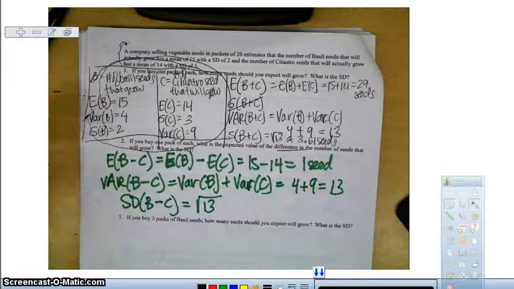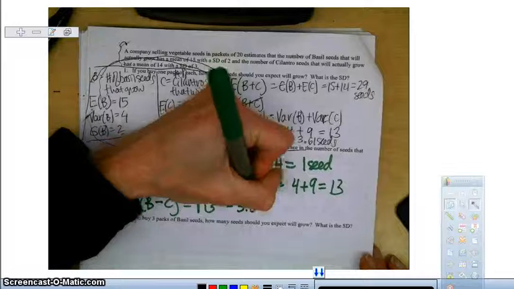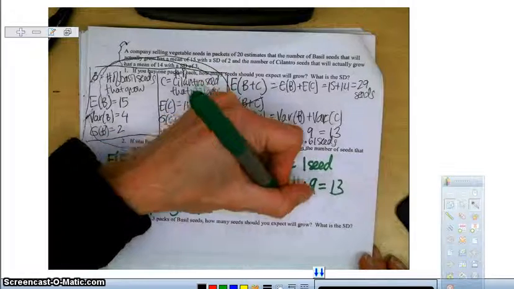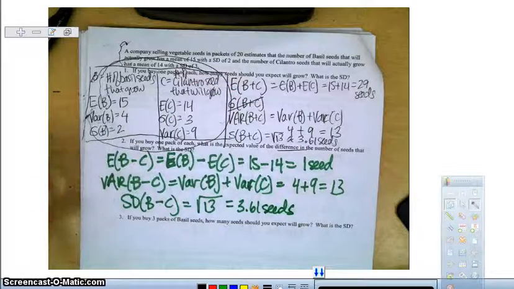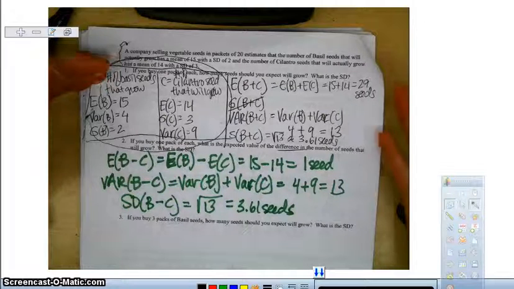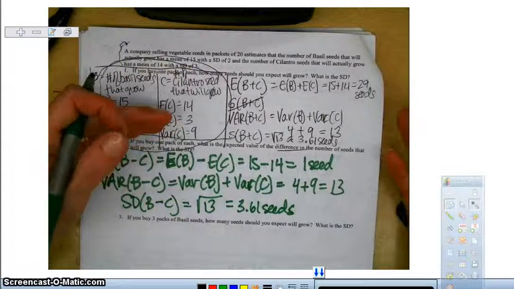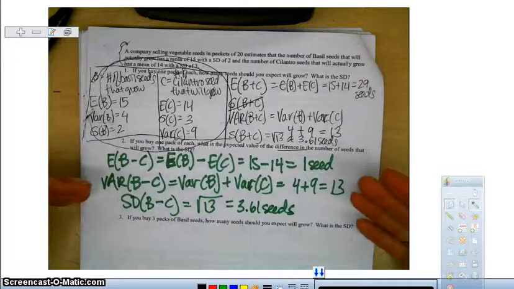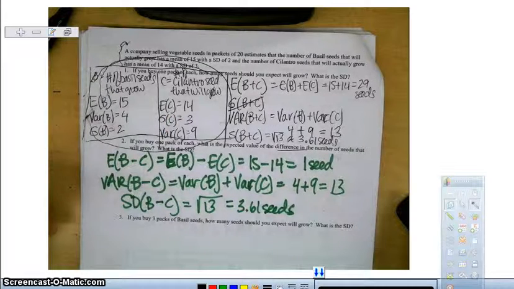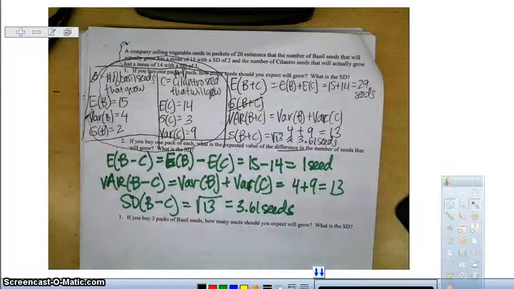All you do to go from variance to standard deviation is take the square root. It's that simple. Basically it's the same standard deviation regardless of whether you're finding the sum or the difference. If I'm adding them, wanting to know the total combined, it's 29 seeds, give or take 3.6 seeds. If I'm finding their difference, it's 1 seed, give or take 3.6 seeds. You still have the same amount of variability whether you're adding or subtracting because you're combining things.